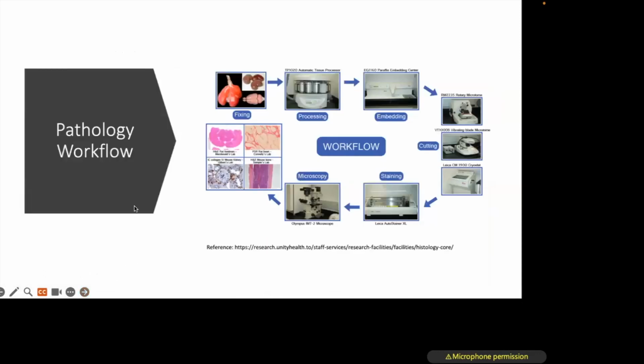Once we have our specimen grossed by the PA, so that's this part, including fixation, it undergoes a cycle. It undergoes processing, embedding, cutting, staining, and then microscopy. And this is what we see under the microscope.